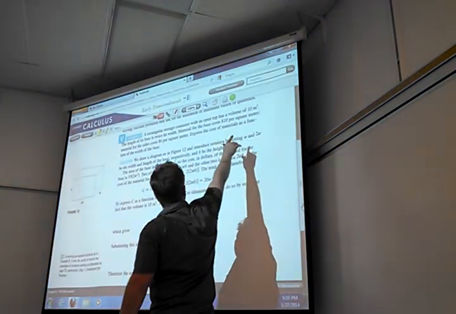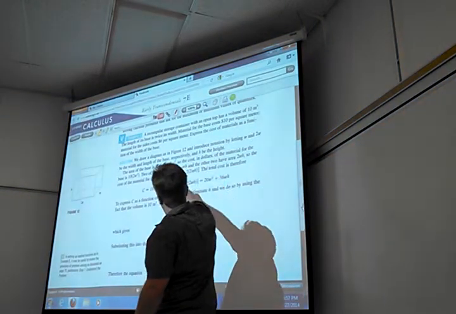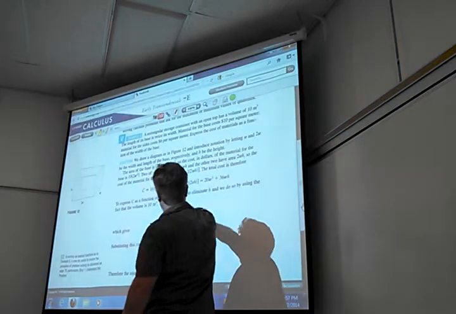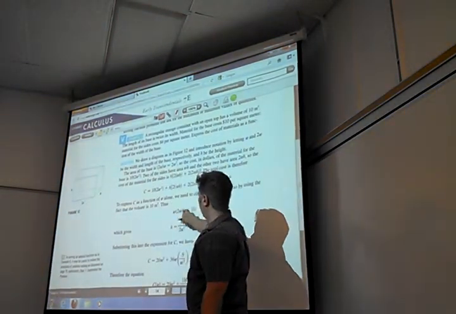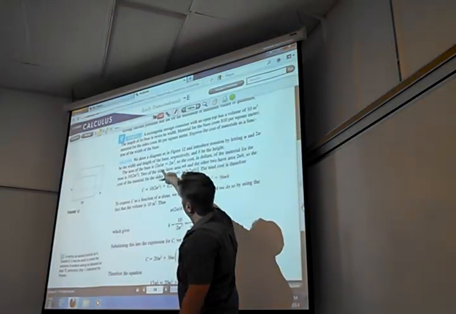The volume is 10 cubic meters. So somewhere here they've got the volume. Where do they have it equal to 10? Here. There. So there's the volume of it equal to 10. You can solve for H, doing everything in terms of W.